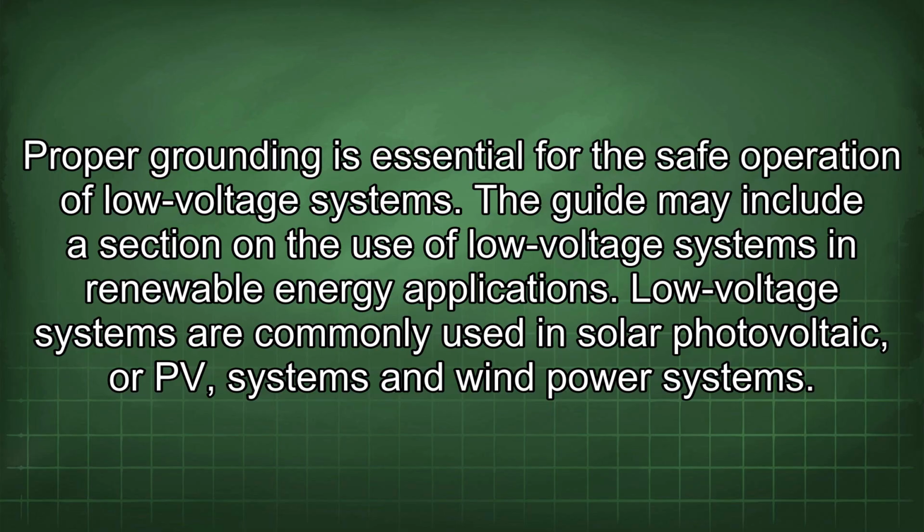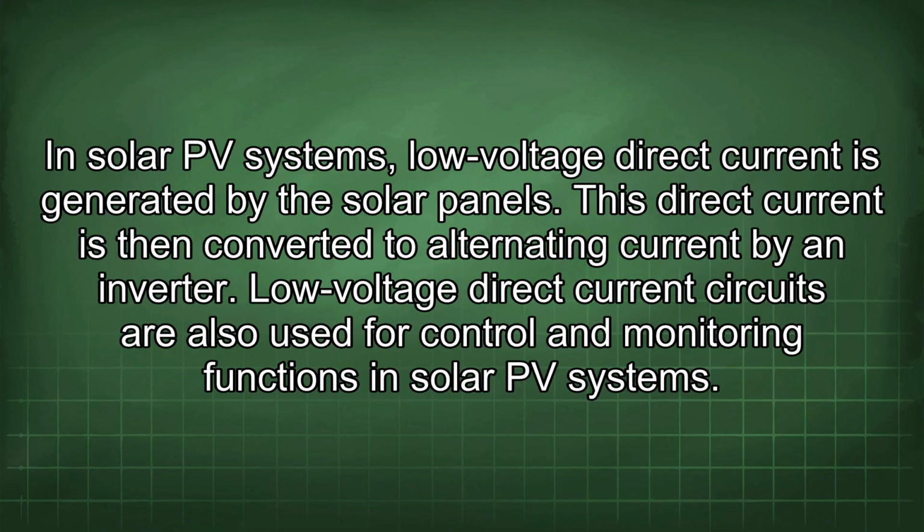The guide may include a section on the use of low-voltage systems in renewable energy applications. Low-voltage systems are commonly used in solar photovoltaic, or PV, systems and wind power systems. In solar PV systems, low-voltage direct current is generated by the solar panels. This direct current is then converted to alternating current by an inverter. Low-voltage direct current circuits are also used for control and monitoring functions in solar PV systems.